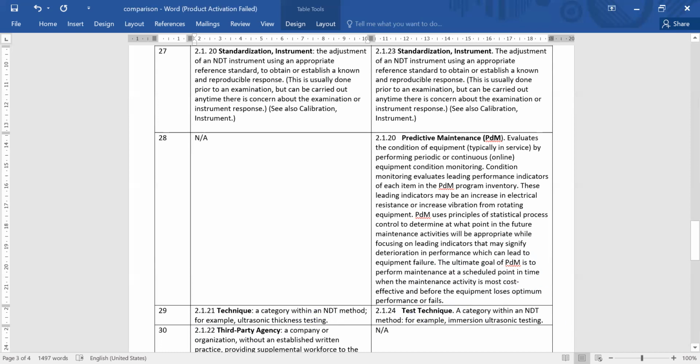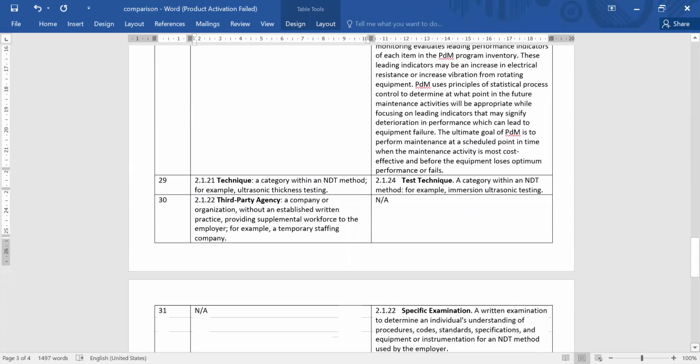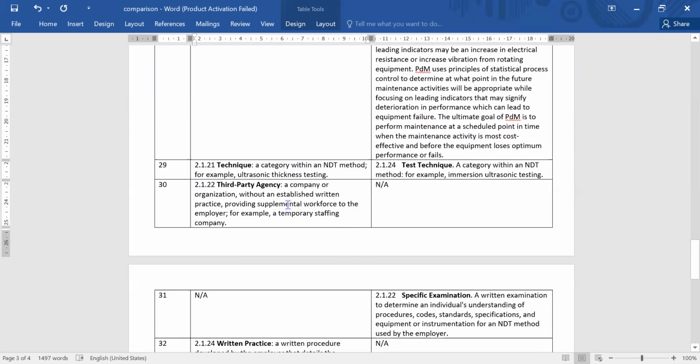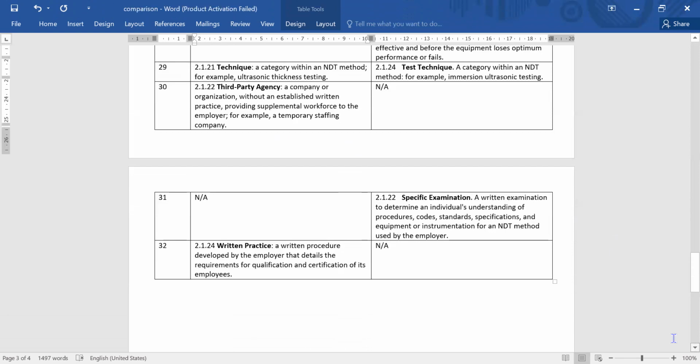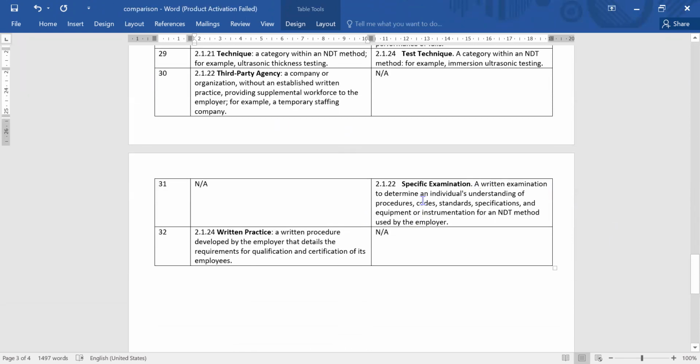Technique: a category within the NDT method, for example ultrasonic thickness testing. So this is the same for both. Third party agency: a company or organization without an established written practice providing supplementary workforce to the employer, for example a temporary staffing company. Specific examination: a written examination to determine an individual's understanding of procedures, codes, standards, specifications and equipment or instrumentation for an NDT method used by the employer. Written practice: a written procedure developed by the employer that details the requirements of qualification and certification of its employees.